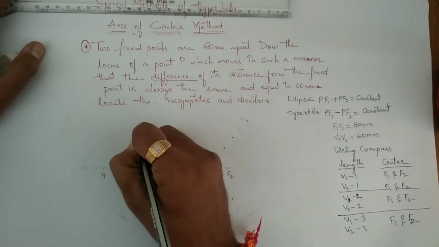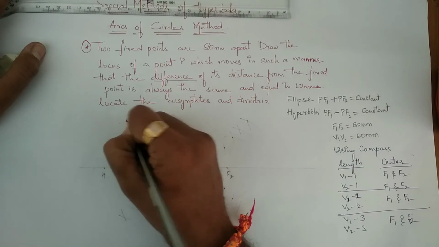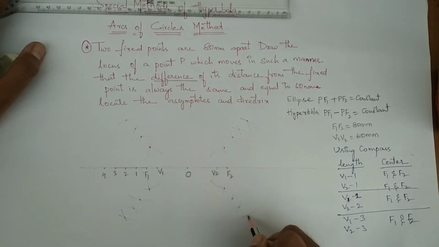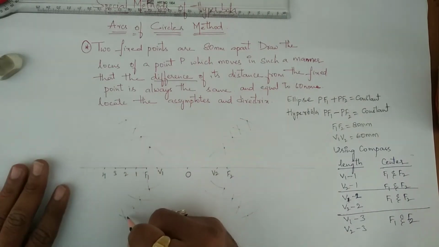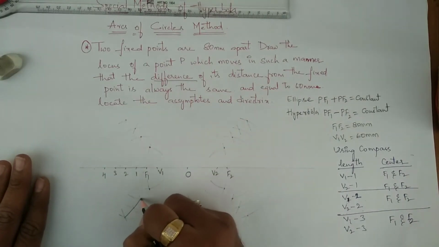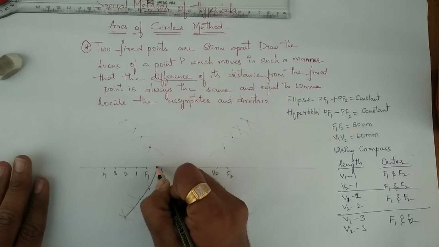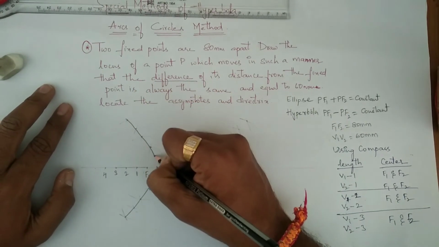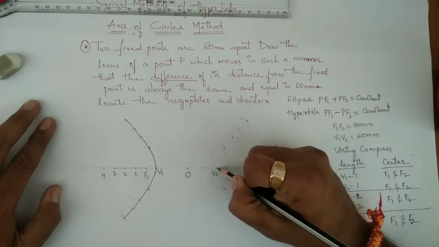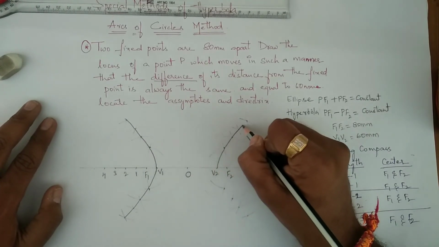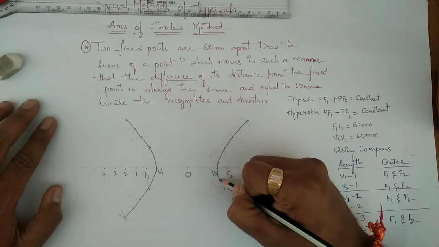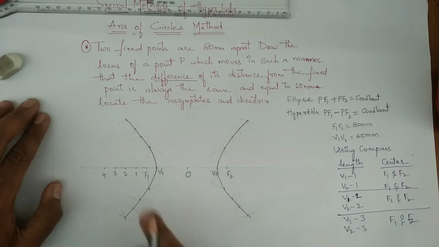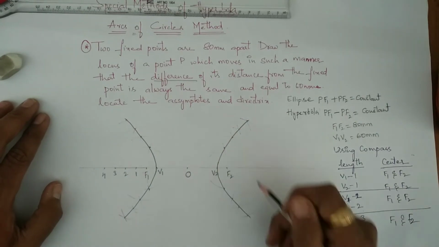After intersecting all the arcs, mark the corresponding points and join them with a smooth curve passing through the vertex point. So this is how you have drawn a hyperbola.